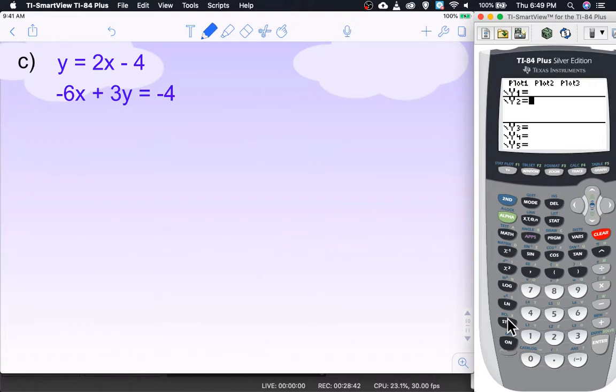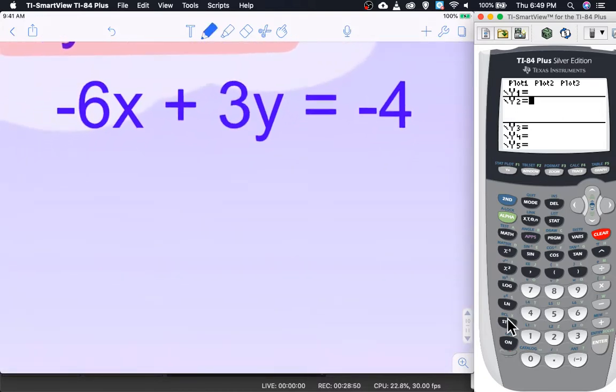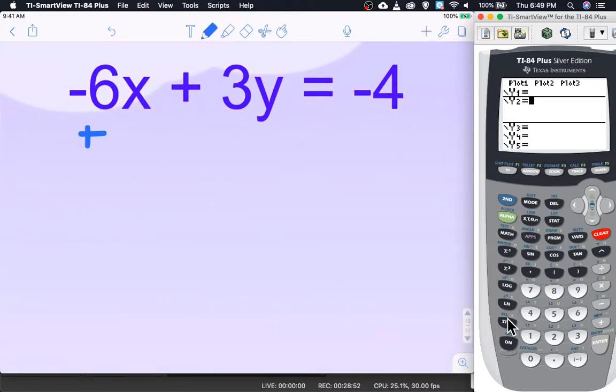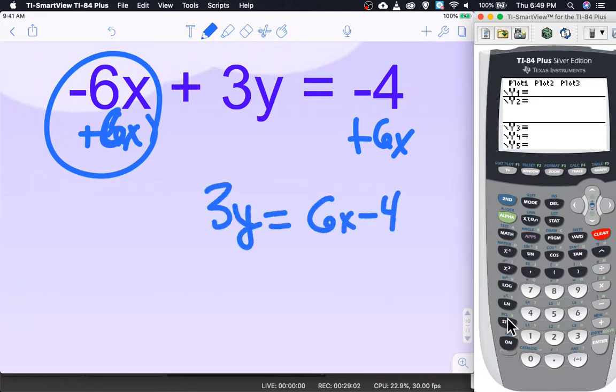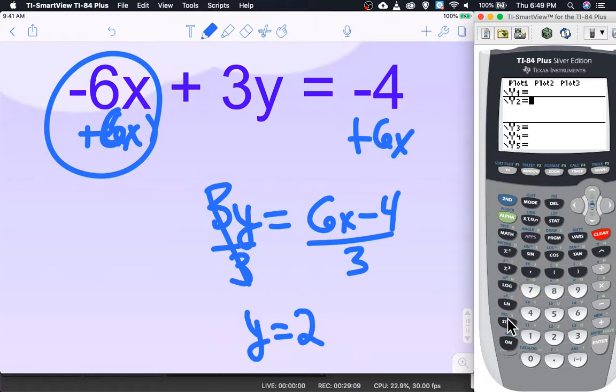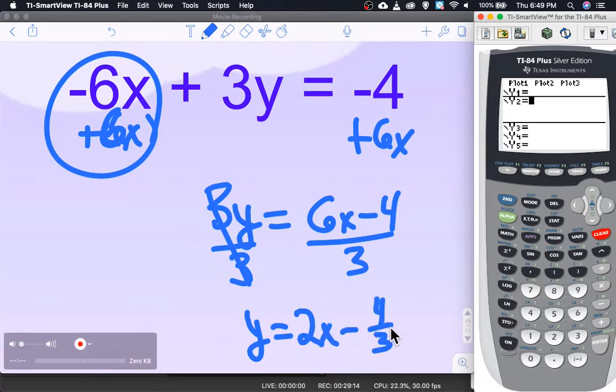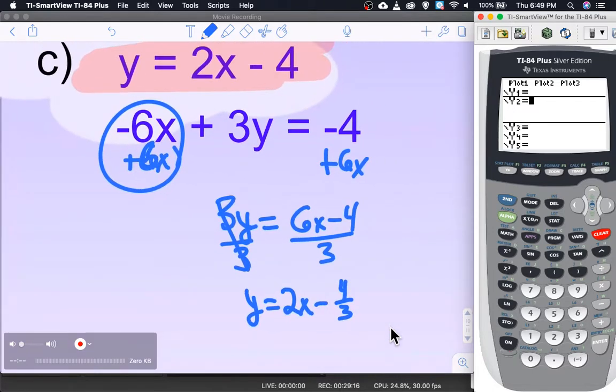All right, so the top one is already solved for y. Don't have to do a darn thing. Yay us. The bottom one is not. So I'm going to add 6x to both sides. I have 3y equals 6x minus 4. I'm then going to divide by 3 to cancel out that multiplication by 3. And I get y equals 2x minus 4/3. I'm going to leave it as a fraction. I could divide and change it to a decimal, but it's fine.